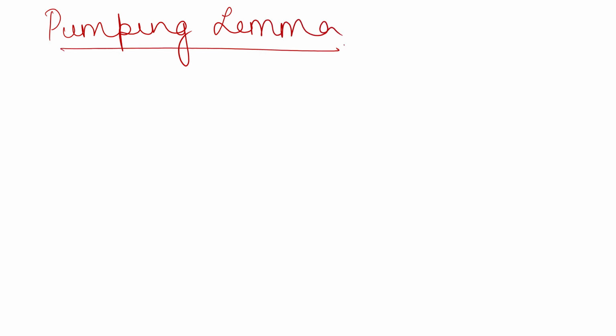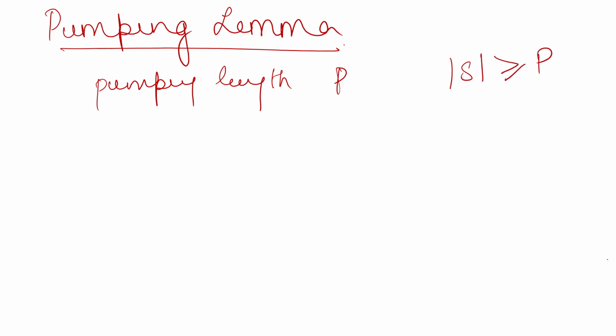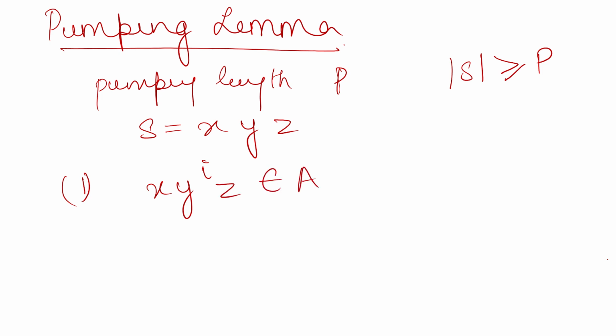Therefore, if A is a regular language, then A has a pumping length capital P, such that any string s with |s| greater than or equal to p may be divided into three parts: x, y, z. There are three conditions. The first condition states that x y^i z should belong to A for every i greater than or equal to 0.